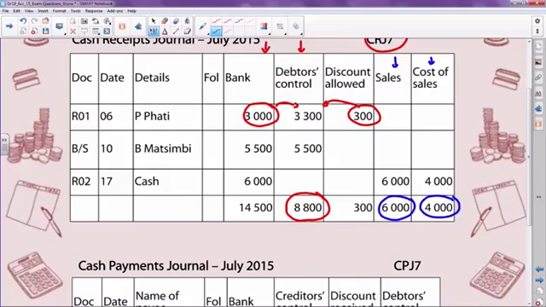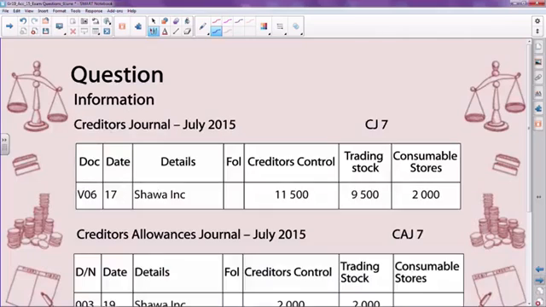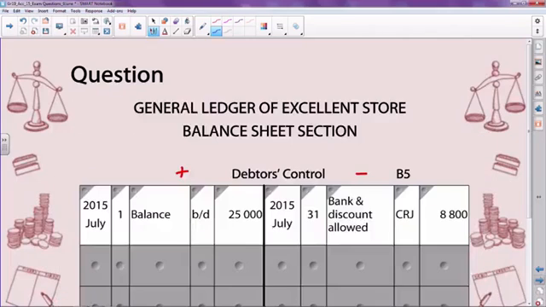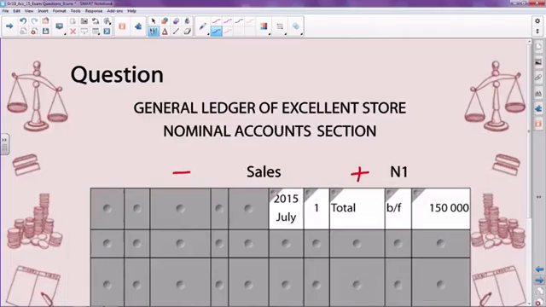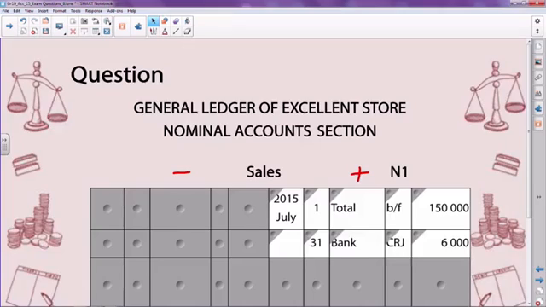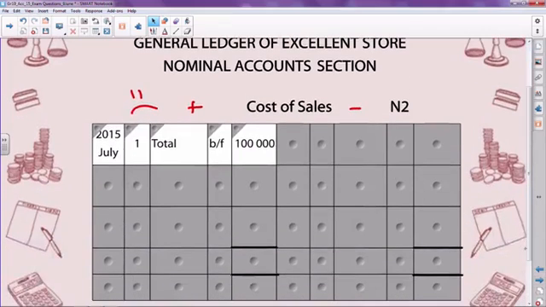Now, let's go look at the T accounts. So we're going back to my ledger in my answer book, go and look for the accounts. There is sales, sales going up again on the credit side. On the 31st, we have bank, we have CRJ, and 6,000. But now don't forget about your cost of sales. Your cost of sales going up as well on the debit side, 4,000 Rand.